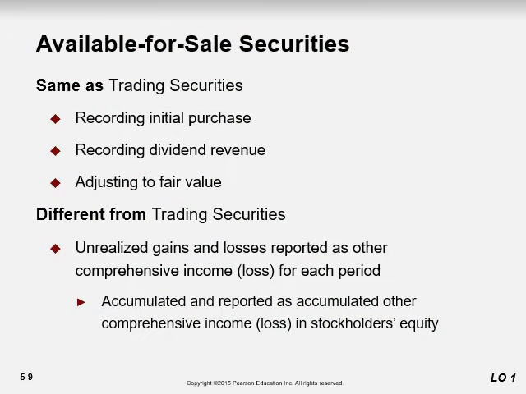Now our second category of short-term investment is available for sale security. It is the same as trading securities. It is recorded at the initial purchase. We record the dividend revenue as well. We also adjust the fair value. What is the difference between available for sale and trading securities? There's a very minor difference: unrealized gains or losses are reported as other comprehensive income, OCI.